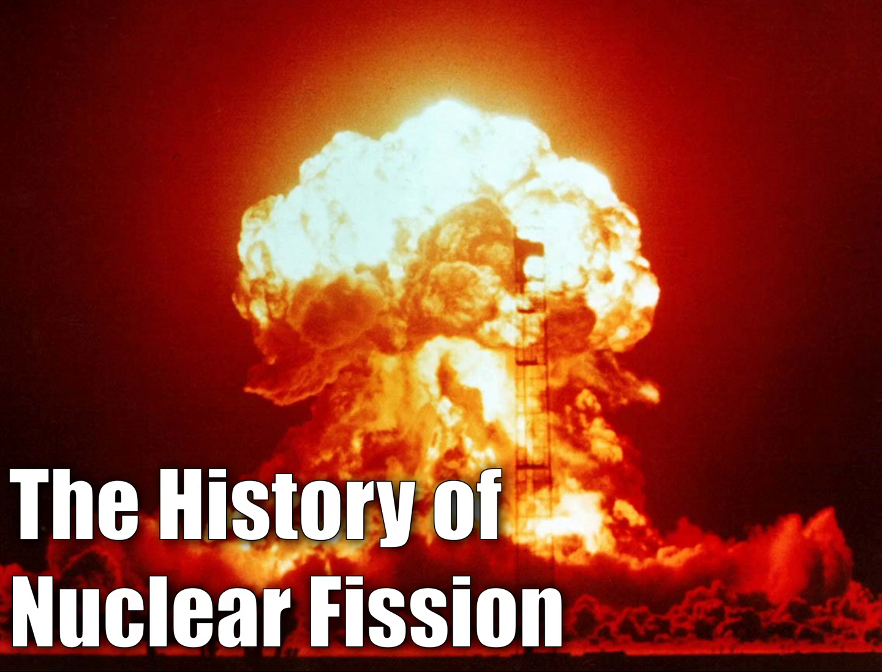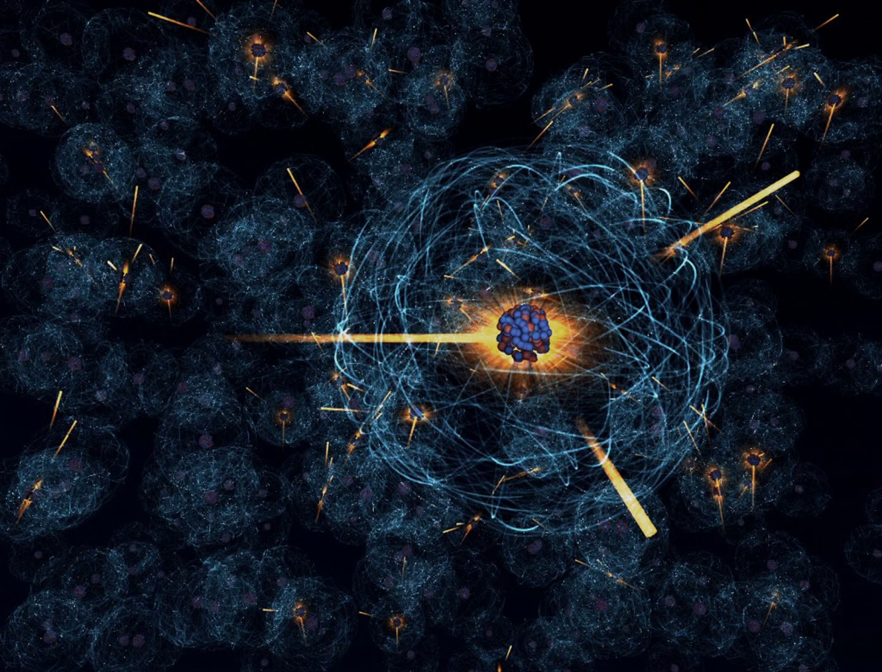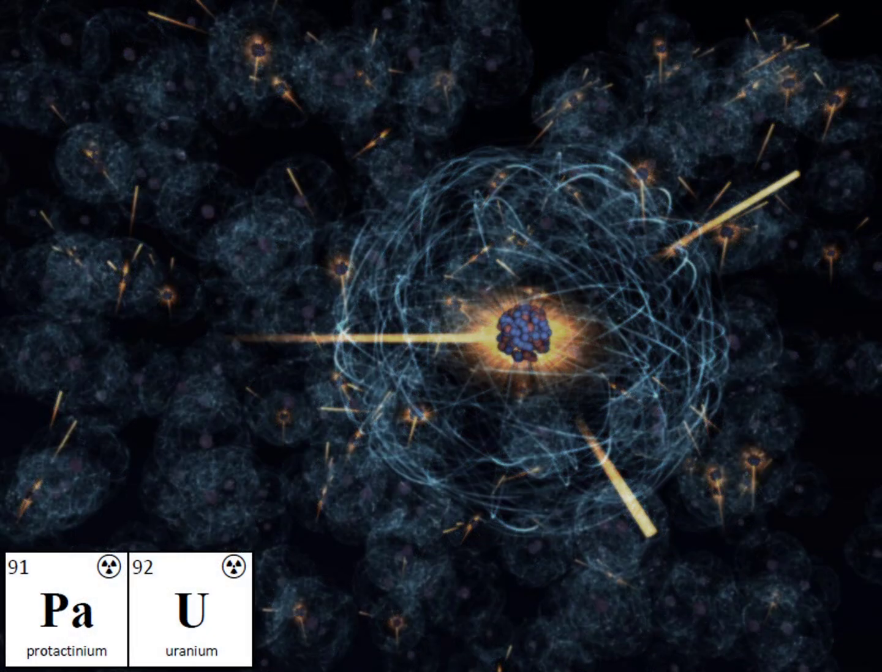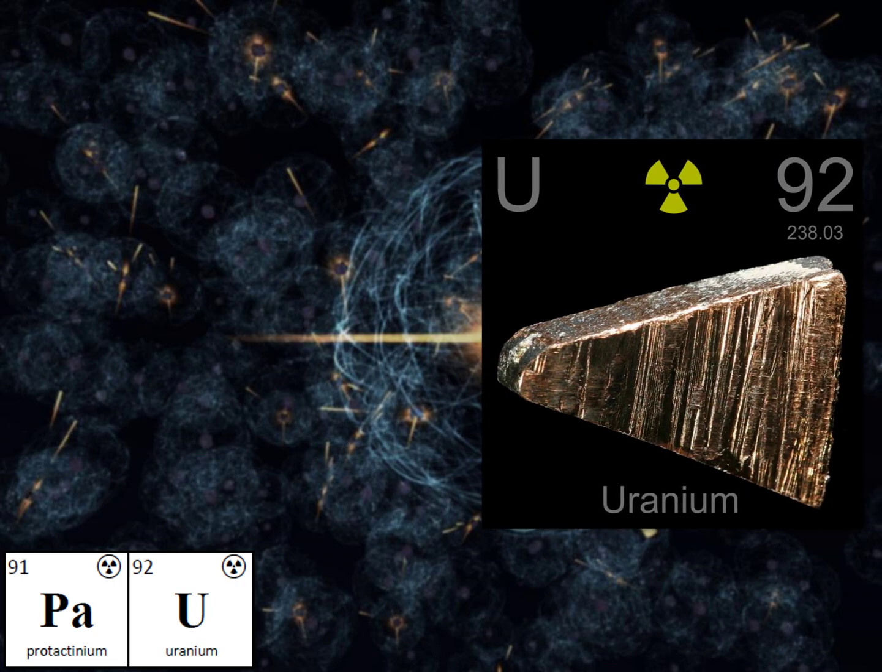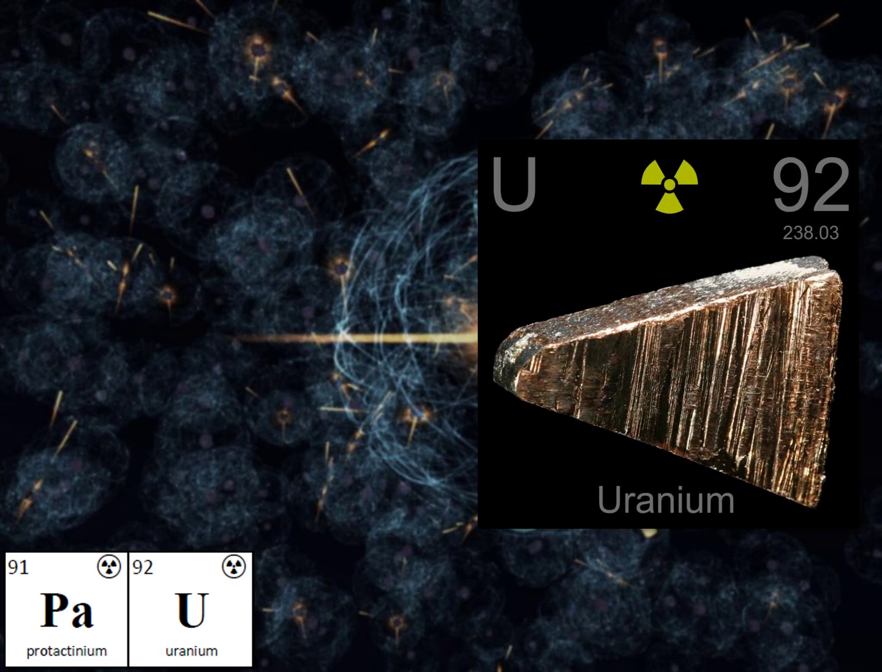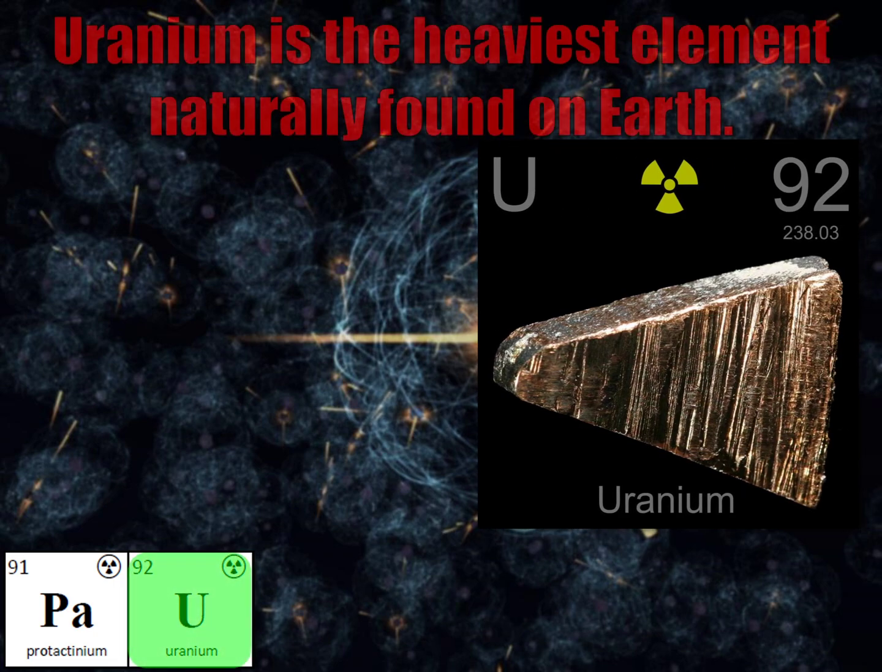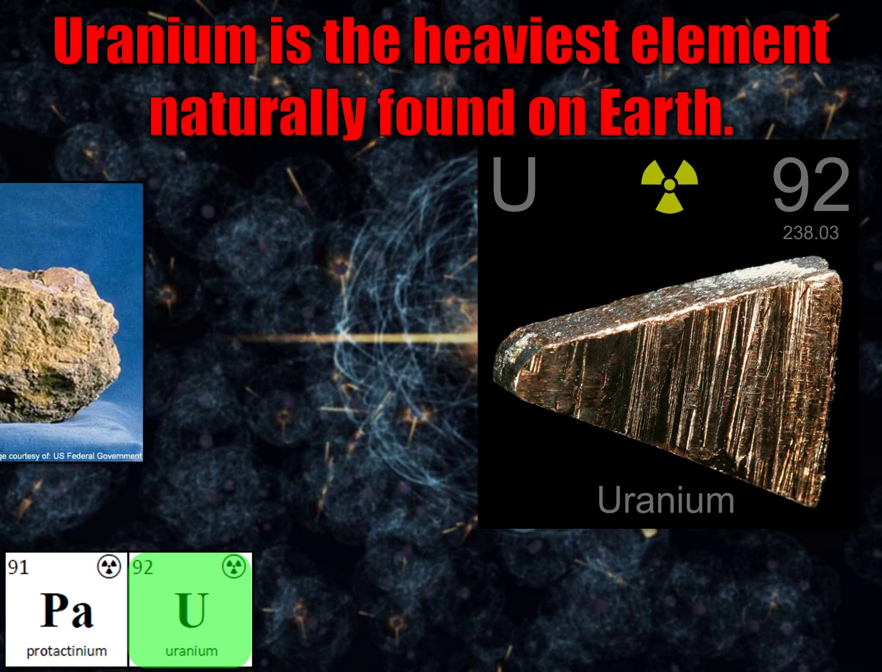In this video, I'll be talking about the history of nuclear fission and the development of nuclear weapons during World War II. Our story begins with the element uranium. Now, uranium is the heaviest naturally occurring element found on Earth. It has 92 protons inside its nucleus.